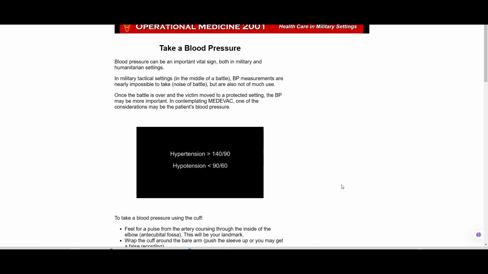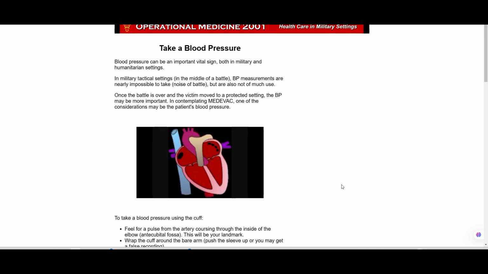Hypertension is blood pressure above the normal limits, in other words, above 140 over 90. It's a sign of a circulatory problem. Hypotension is blood pressure below normal limits or below 90 over 60 and may indicate shock. Systolic blood pressure is greatest. It's the pressure against the wall of the blood vessels following ventricular contraction.